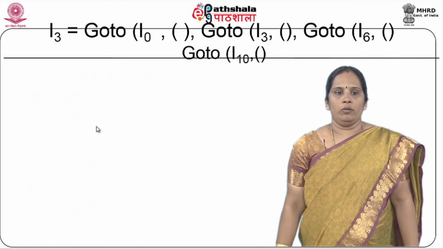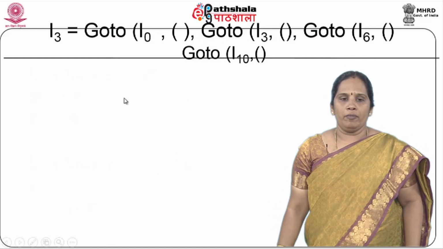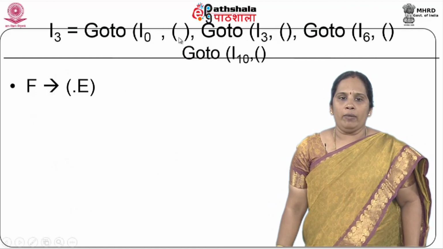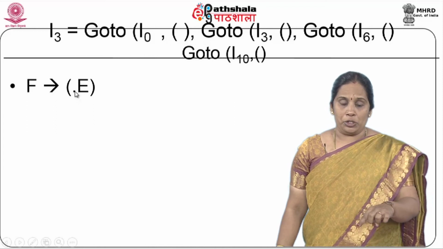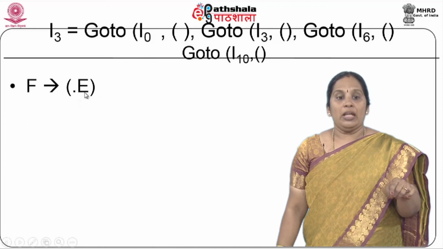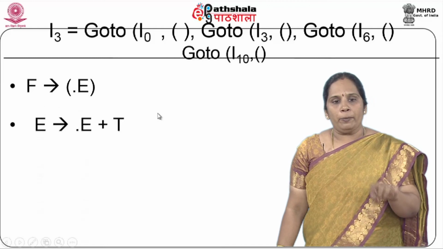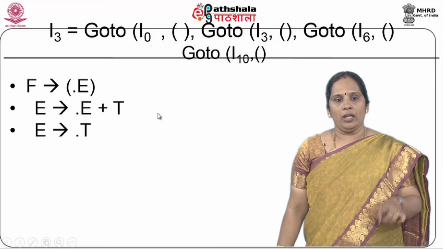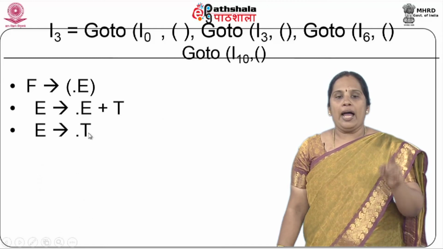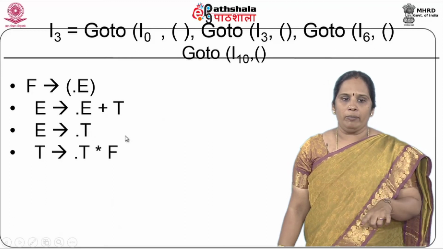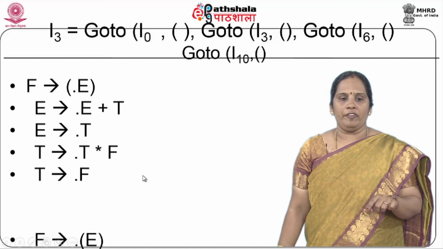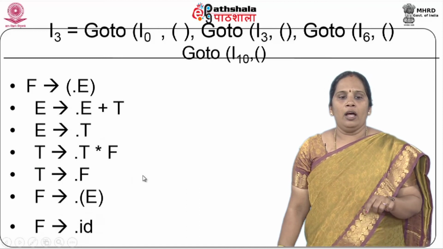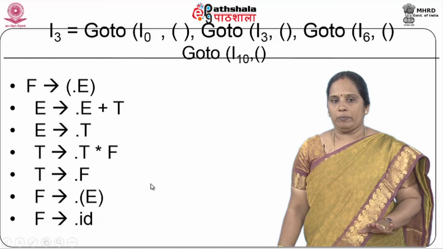Okay. So, next one is I3, which is go to of I naught comma open parenthesis. So, open parenthesis, I shift the dot by one position, I end up with E. E is a non-terminal. So, add the productions of E with a dot in the beginning. Again I have a T. Add the productions of T with a dot in the beginning. Again I have F here. Add the productions of F with the dot in the beginning. That is going to be my I3.